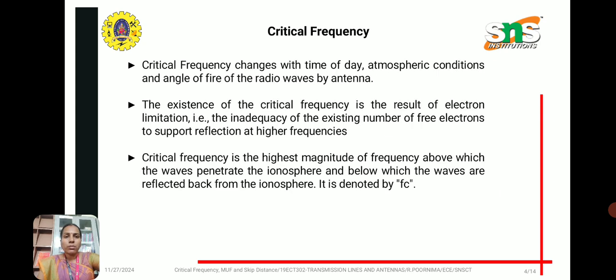The critical frequency changes with the time of the day, atmospheric condition and the angle of fire of radio waves by the antenna. The existence of critical frequency is the result of electron limitation, that is, inadequacy of the existing number of free electrons to support reflection at high frequencies. Critical frequency is the highest magnitude of frequency above which the wave penetrates the ionosphere and below which the wave is reflected back from the ionosphere.